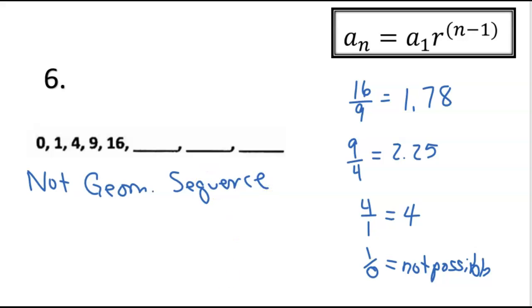Is there an adding number like there was on a previous pattern? Well, here it would be add 1, add 3, add 5. Am I getting the same number every time? It's not an adding pattern either.